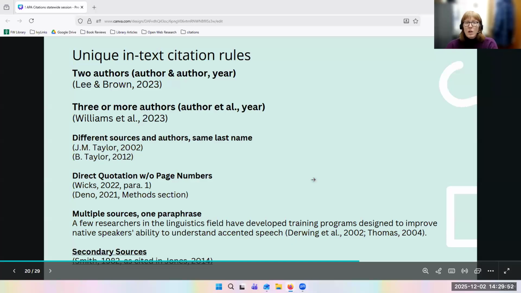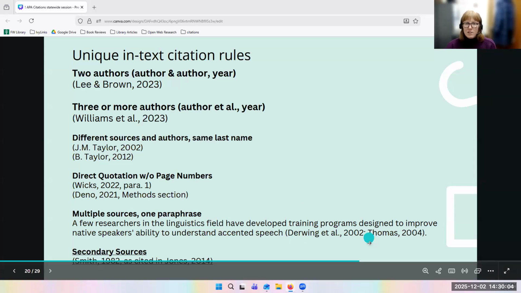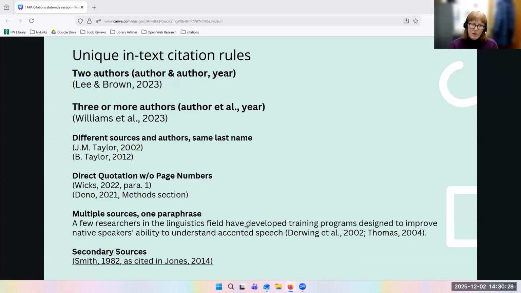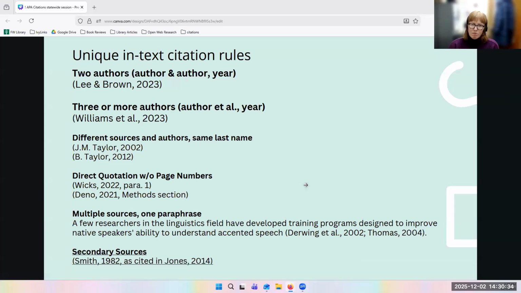You can also include multiple sources in one paragraph. If you want to talk about how multiple studies or multiple researchers discuss this idea, you can include that with a semicolon dividing the two citations. So we have Derwin et al. as the first citation, and then a semicolon, and then Thomas, comma, the year as our second citation. So when we were writing our sentence, where a few researchers in the linguistics field have, and then we discuss what they've researched, right? And then we can put them together with a semicolon.